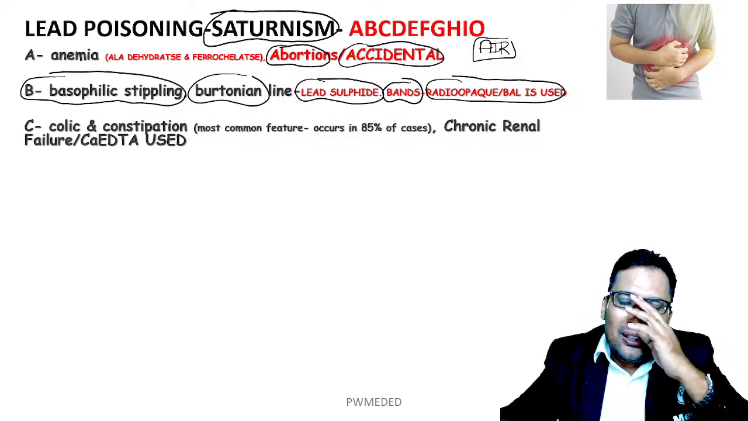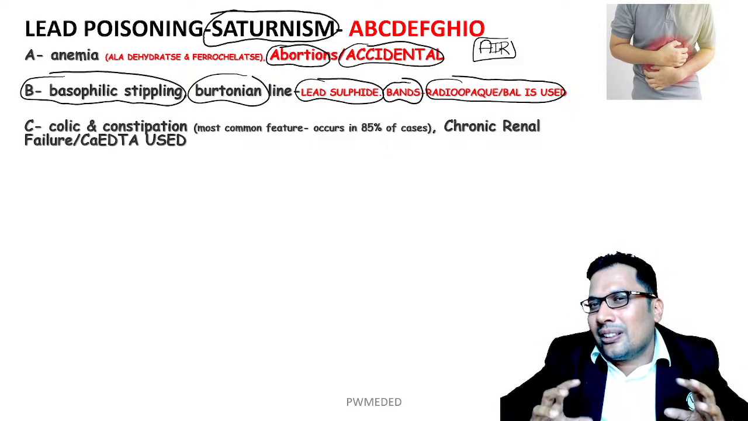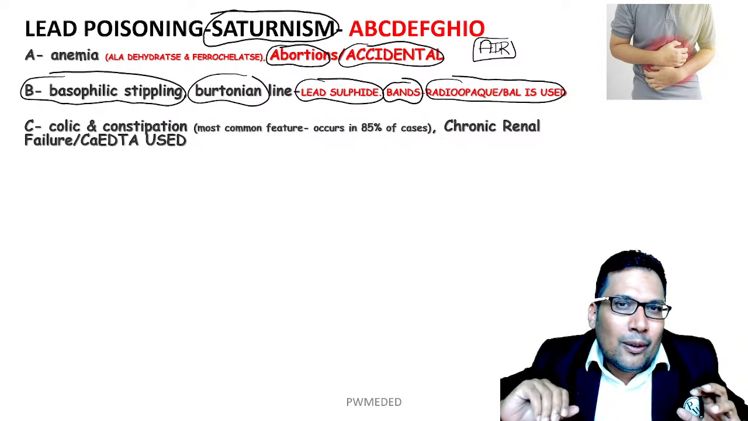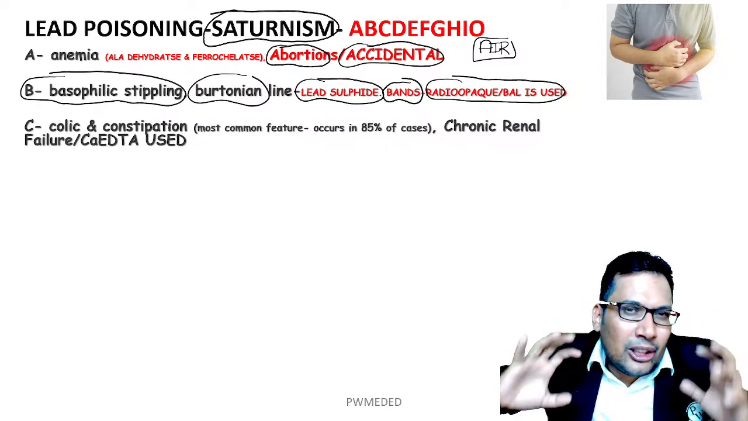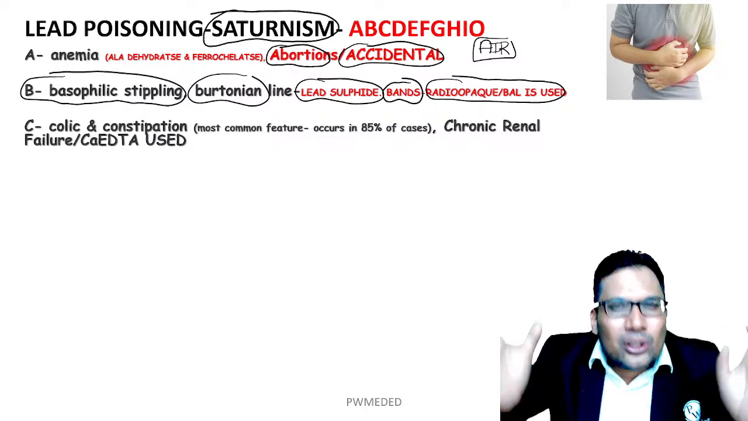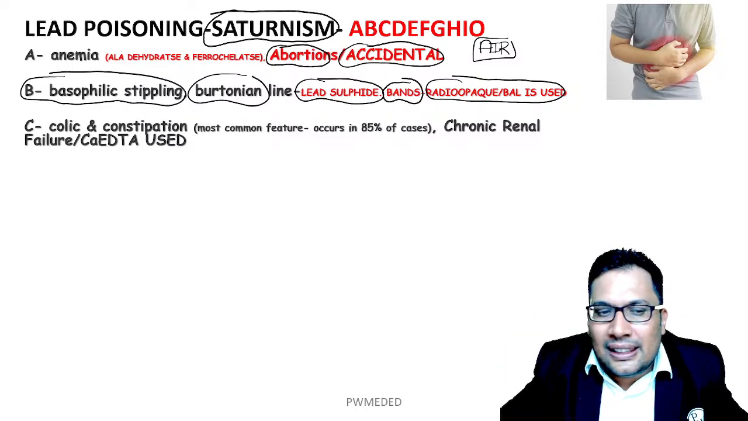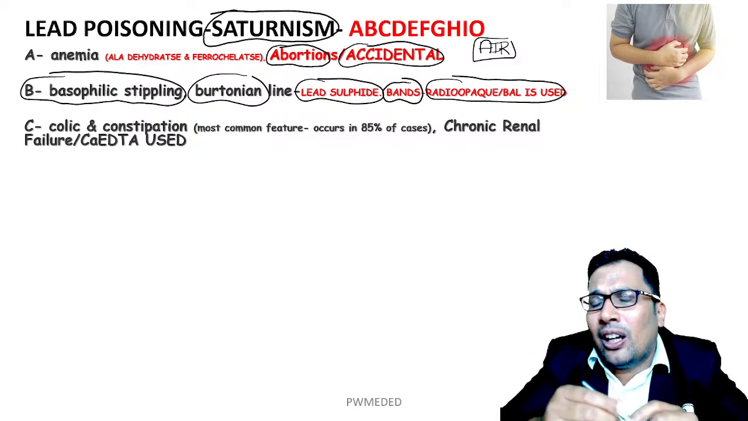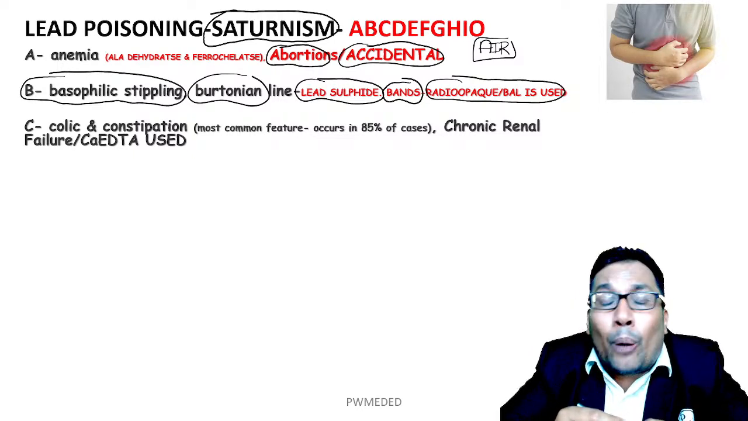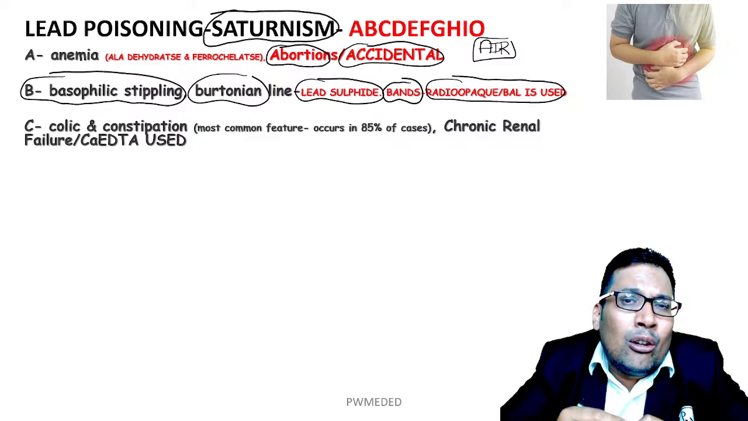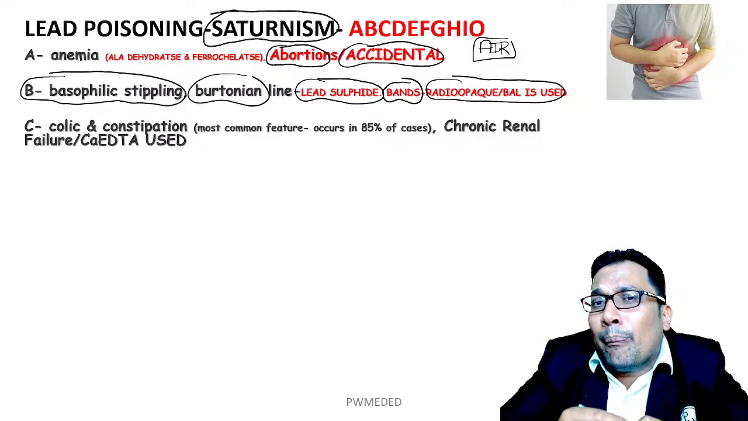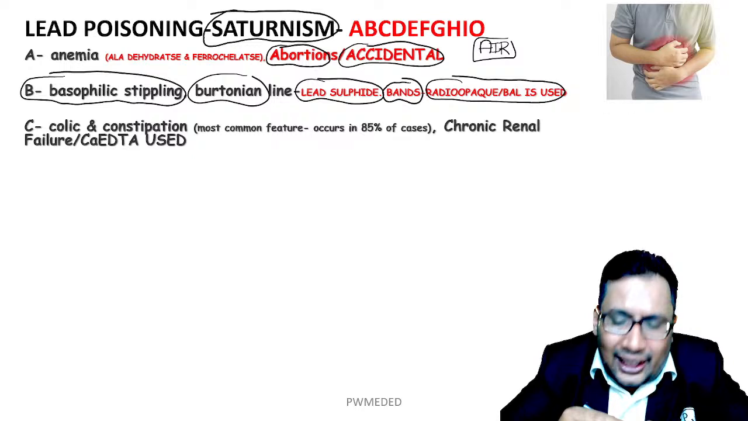Lead poisoning, arsenic poisoning, mercury poisoning, all these are very, very important topics. There is a around 40 to 45 minute video that I'll provide you. Go through that video and definitely you will get a minimum of 2 or 3 questions. C for constipation. D, I remember, for drops. There can be wrist drop and foot drop because of the motor neuropathy caused by the lead.